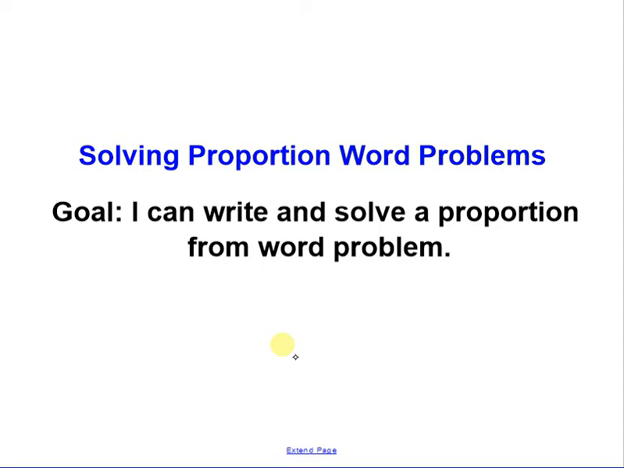In this lesson, we're going to continue to talk about proportions. A couple lessons ago, we talked about solving proportions with one-step equations, and we used the fish method. And then I went ahead and extended it to the ratio tables in the last lesson. And now we're going to take it one step further, and I'm going to give you a word problem. And from that, you're going to have to solve a proportion. So your goal is: I can write and solve a proportion from a word problem.